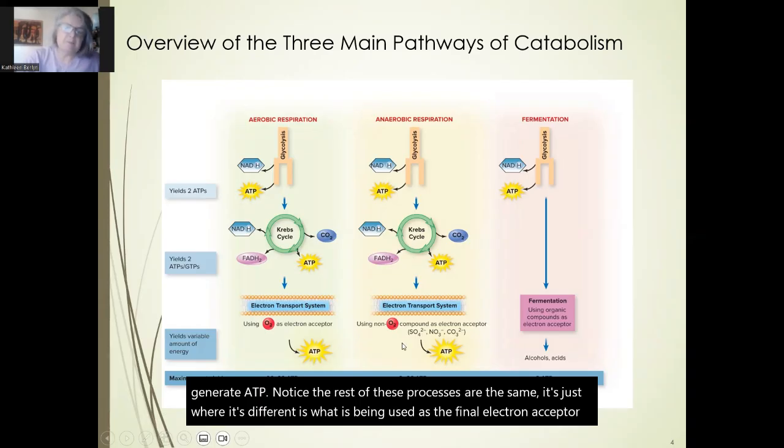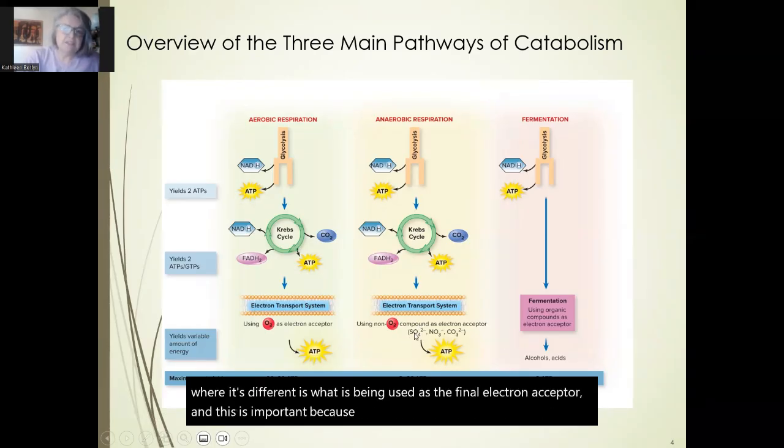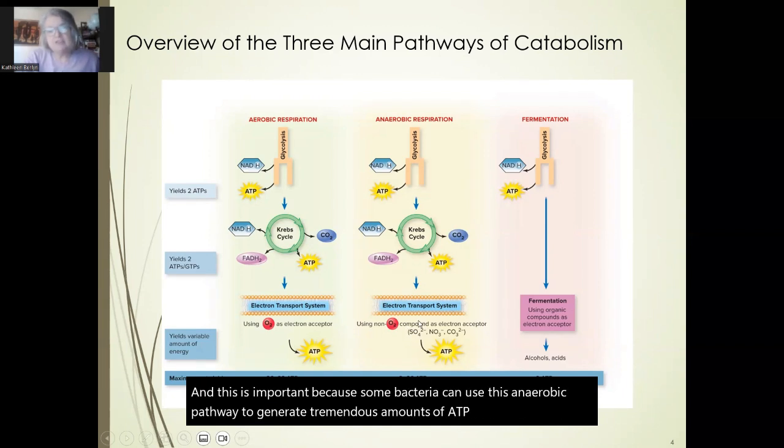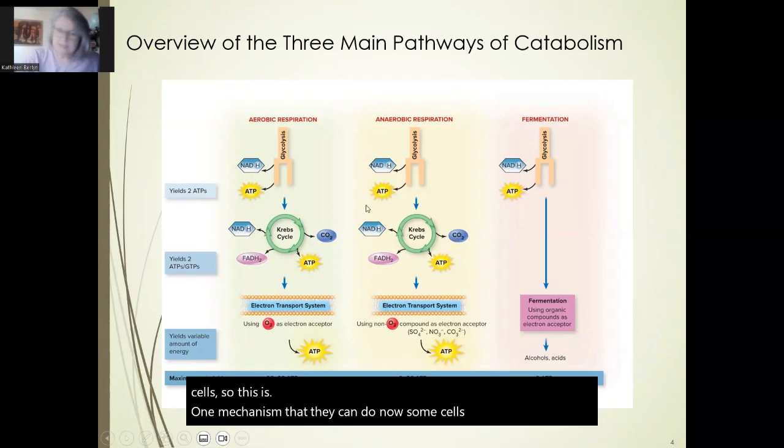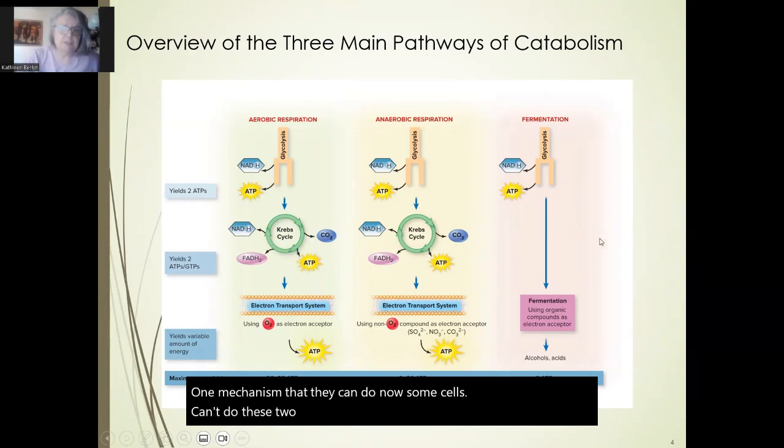And this is important because some bacteria can use this anaerobic pathway to generate tremendous amounts of ATP and not have to use oxygen. As we've mentioned before, oxygen can be toxic to anaerobic cells. So this is one mechanism that they can use. Now, some cells can't do these 2 processes of respiration at all.